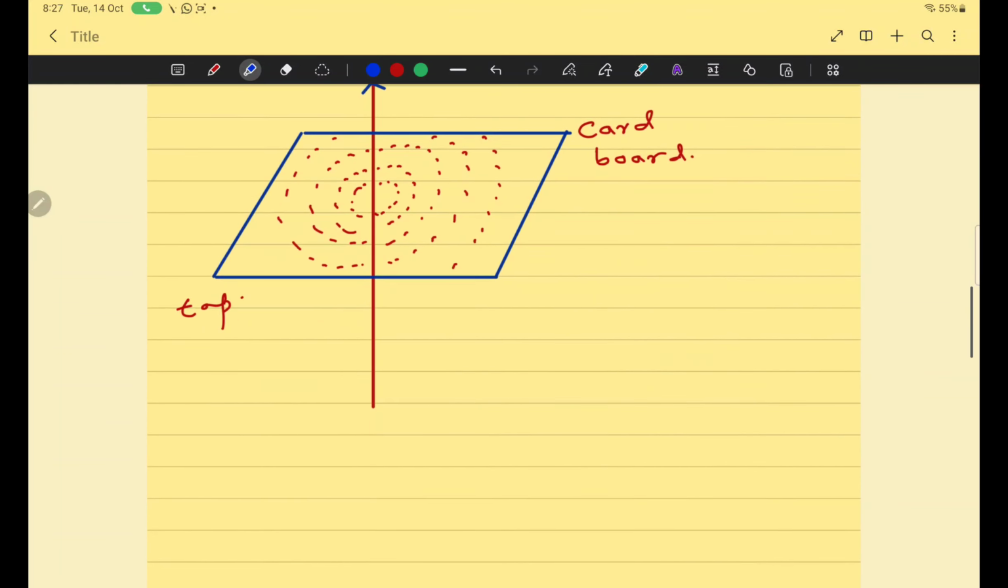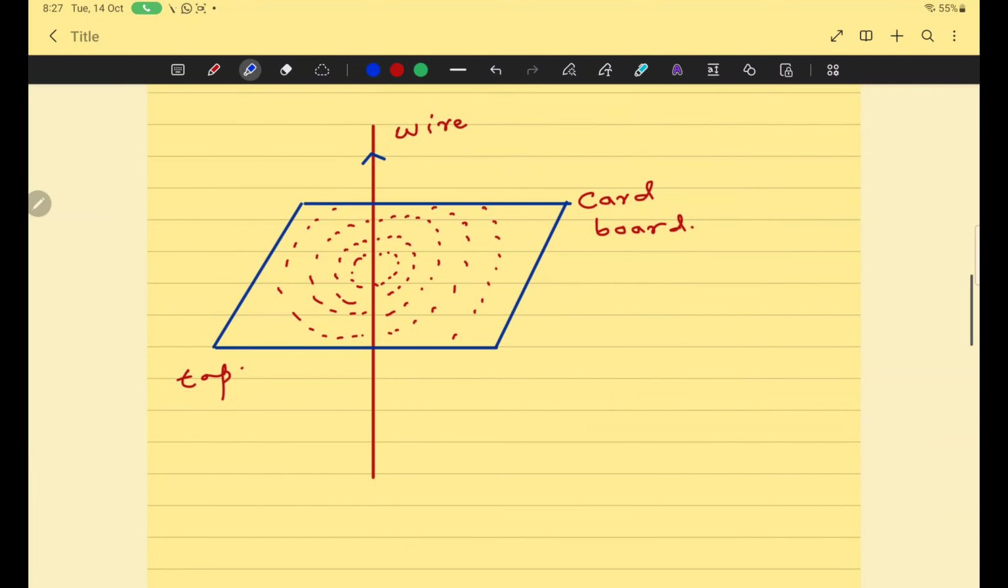So now I am asking, what is the direction of magnetic field around the wire? According to the rule, we apply the right hand grip rule. So what is the right hand grip rule?